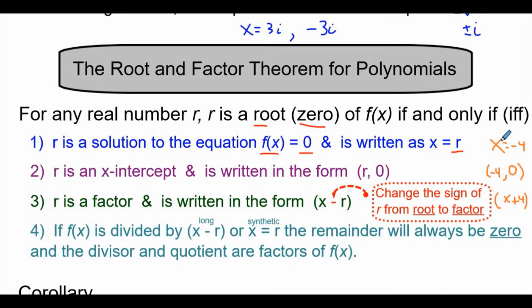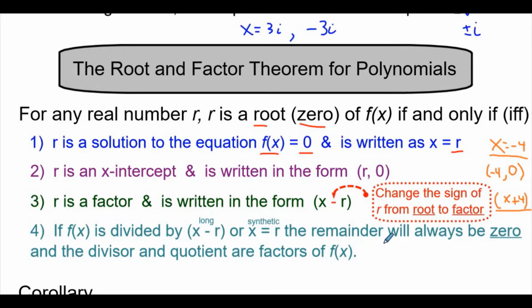All right, and these are all things we've been learning since quadratics, so this shouldn't be a big deal. It also applies to other polynomials because keep in mind a quadratic is a type of polynomial. But the last one is very specific to the polynomial chapter, and it says if f of x is divided by x minus r, meaning if I divide by this factor, using long division, or using x equals -4 for synthetic division, the remainder is always equal to 0.